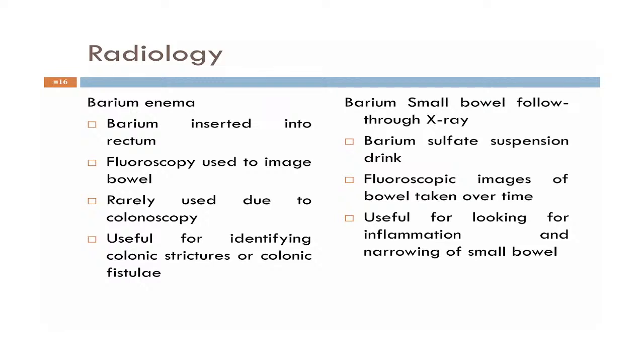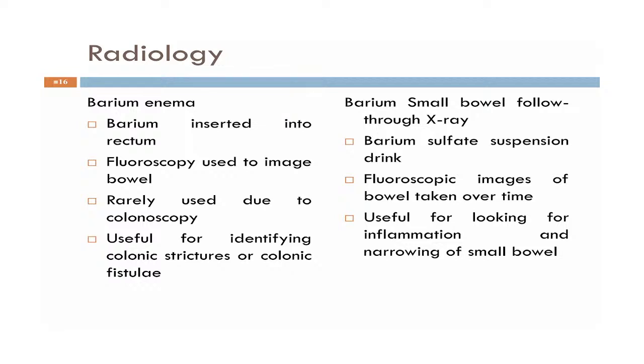Now, radiological investigations are obsolete now with the presence of endoscopy and colonoscopy. Nobody goes for these investigations, but earlier they used to be done. That is barium enema and barium small bowel follow-through X-rays. In barium enema, barium is inserted into the rectum. Then fluoroscopy was used to take the image of the bowel. It is now rarely used due to colonoscopy, and was useful for identifying the colonic strictures and fistulas.